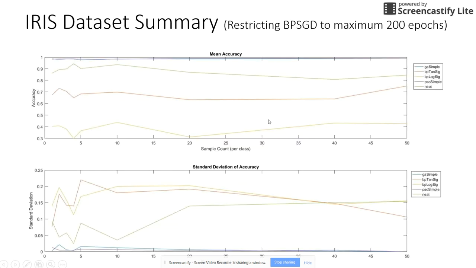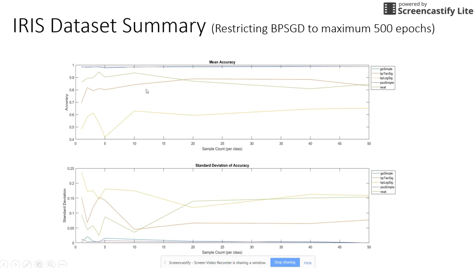Again, restricting back to 200 epochs, we can clearly see that there is a large gap between the back propagation algorithms compared to evolutionary algorithms. And then increasing a little further to 500 epochs, the performance is not that much improved. Still, the evolutionary algorithms perform a lot better.